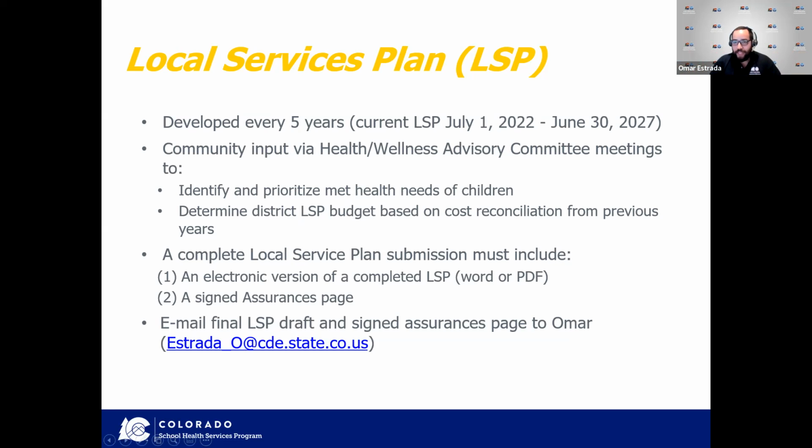The local services plan, I mentioned the reimbursement spending report is the annual fiscal year tracker of how those dollars were spent. The local services plan is that 5-year outlook of how a district or BOCES is planning to spend those dollars. So they're developed every 5 years. They always start on July 1st. They always end on June 30th. I mentioned the 2022 to 2027 LSP template. In that case, it would start July 1st, 2022 and end June 30th, 2027. So they have some time until they have to redo another LSP.